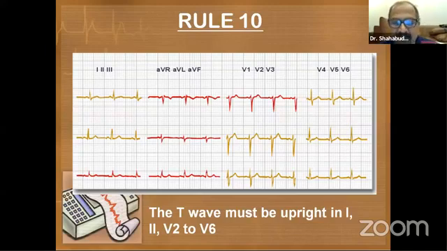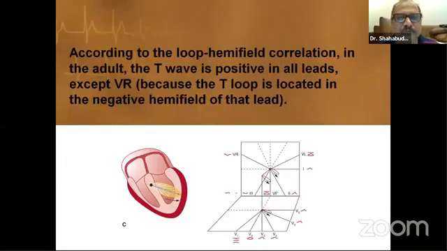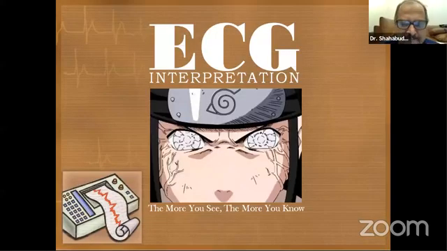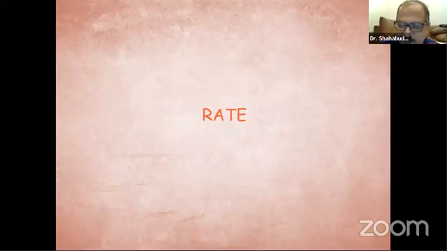The T wave must be upright in leads 1, 2, and V1 to V6. These are the same manifestations according to the loop and hemifield correlation. In adults, the T wave is positive in all leads except aVR. So we have finished our rules and we are coming to our calculations.